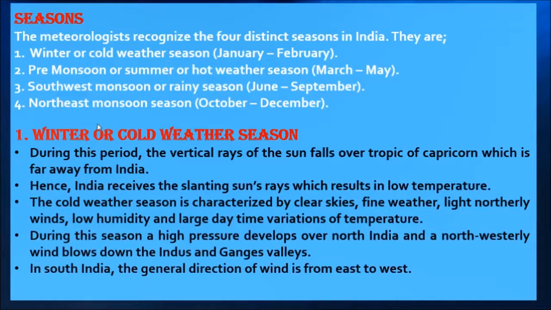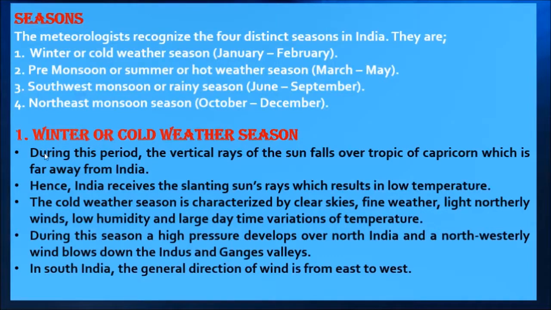northeast monsoon. Now children, the winter season is also called the cold weather season. Winter season is from January and February, 2 months. Summer season is also called the pre-monsoon season or hot weather season. It is from March, April, May. The rainy season is also called the southwest monsoon, and the period is June, July, August, September. Northeast monsoon season is October to December. It is also like a winter season.